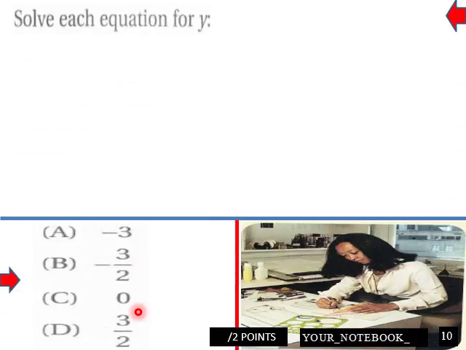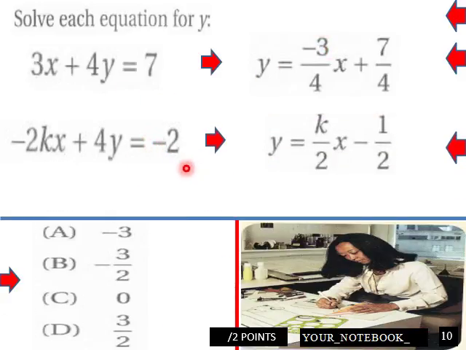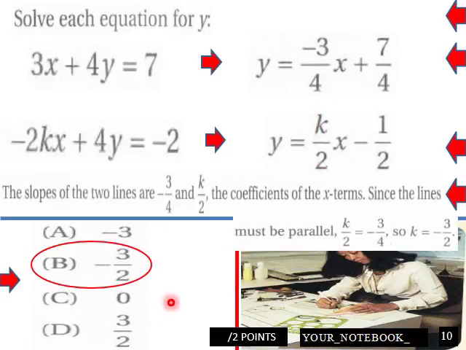So again, these are the possibilities. Solve each equation for y. So we're going to solve that for y. Y equals here. Here's our slope on this line here. And then for this one, we have y equals, here's our slope for this one here. So for that to be true, k has to be -3/2 for it to match this slope here.